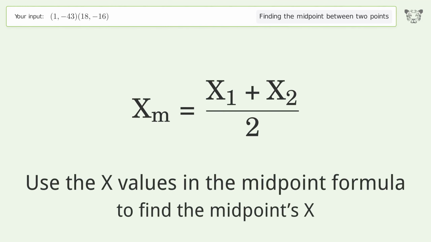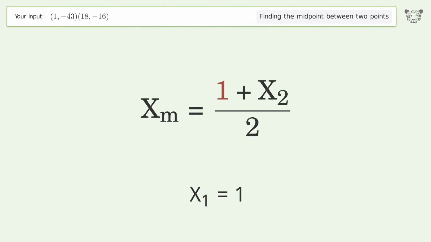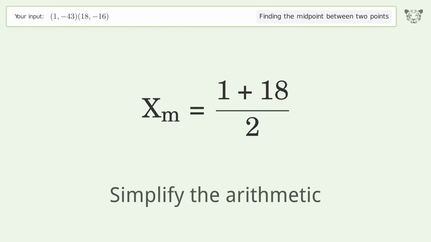Use the x values in the midpoint formula to find the midpoint's x. x1 equals 1. x2 equals 18. Simplify the arithmetic.